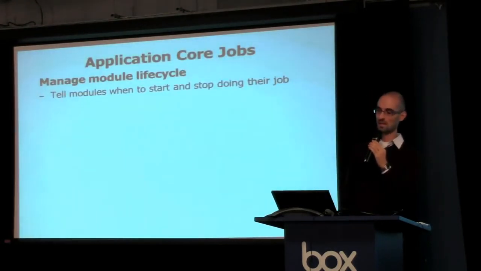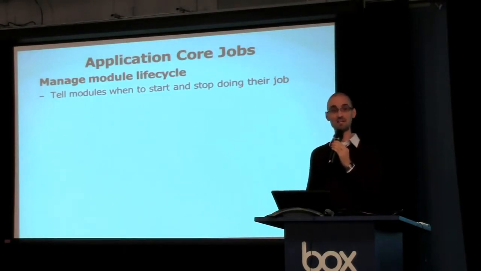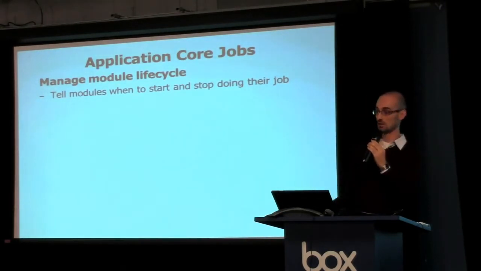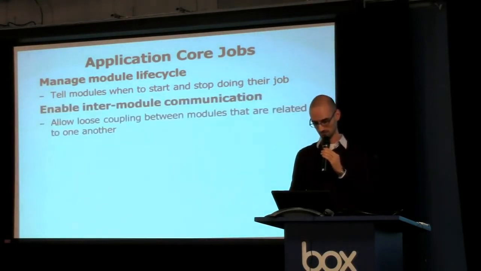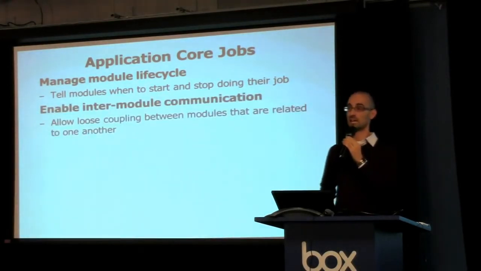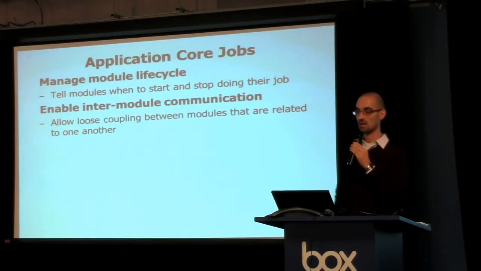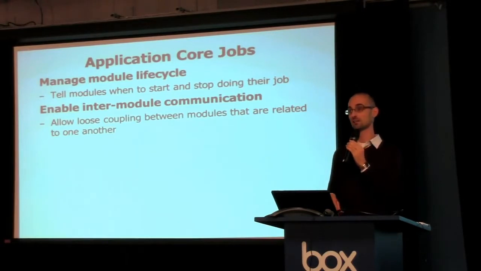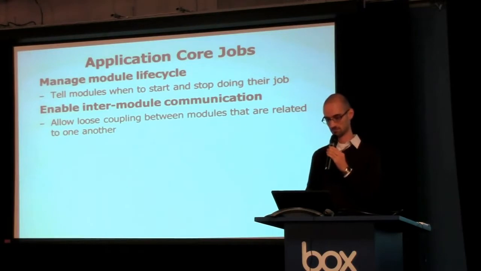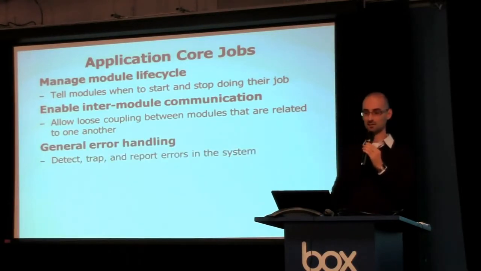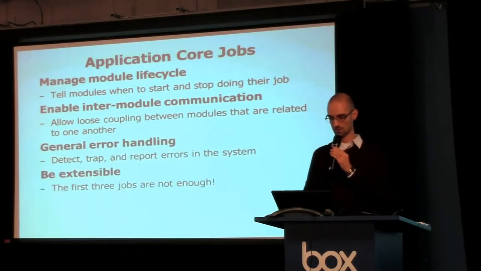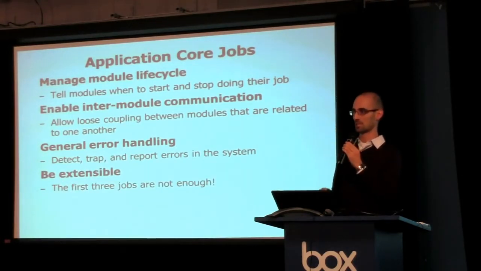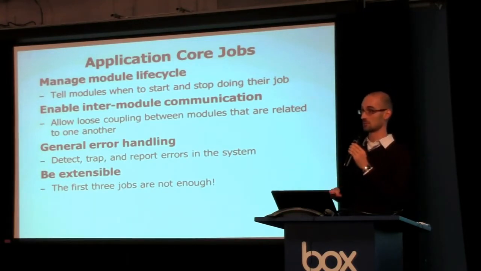So just to review, the application core manages the module lifecycle. It tells it when to start and stop. It enables intermodule communication through that mediator pattern I was talking about. And that's really important because even though the modules need to not talk directly to other modules, there still has to be some way to communicate. General error handling, so detect, trap, and report errors in the system. And also be extensible. That is one of the jobs of that application core, is it must be extensible.